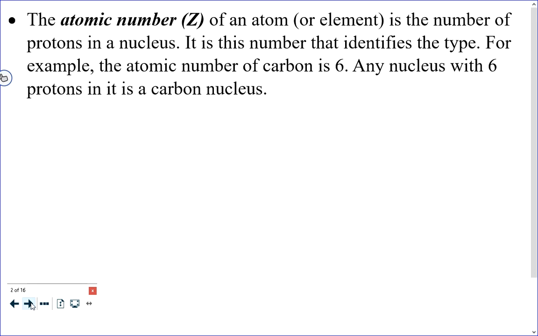Hydrogen is atomic number 1. Every hydrogen atom in the universe has 1 proton. Helium is atomic number 2, and so on. So since helium is atomic number 2, every helium nucleus always has 2 protons.